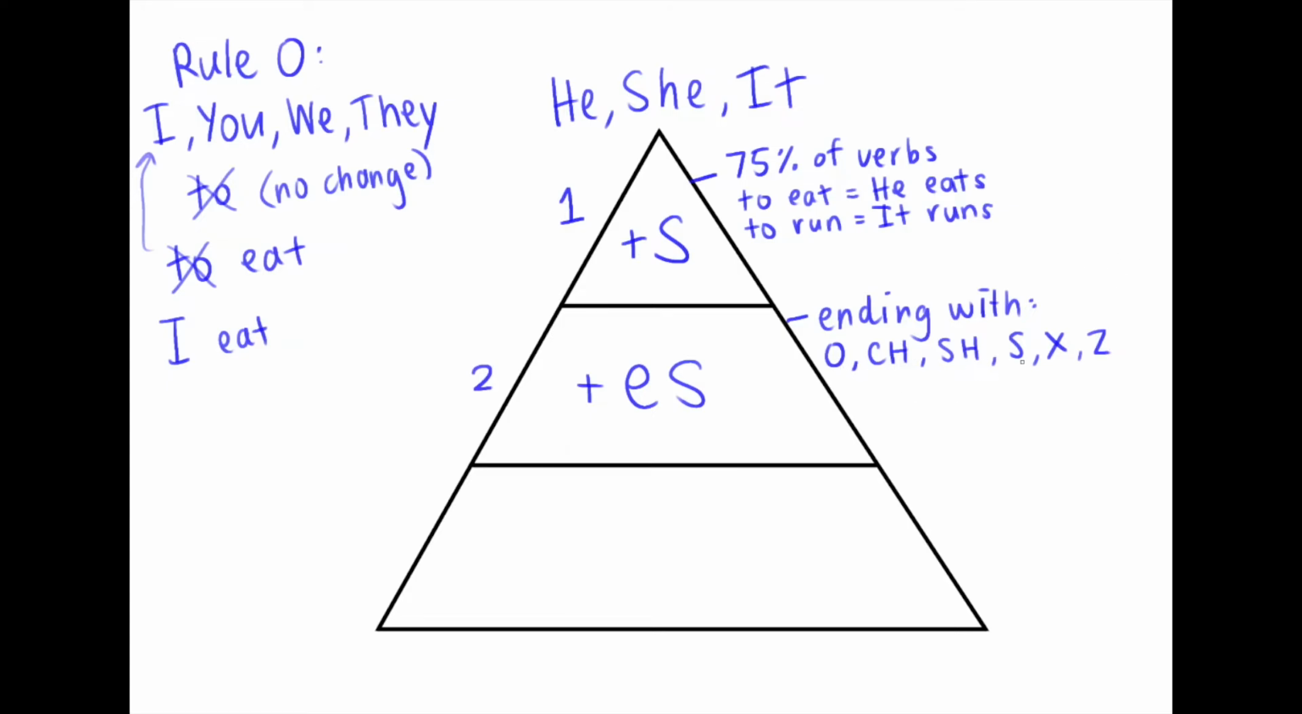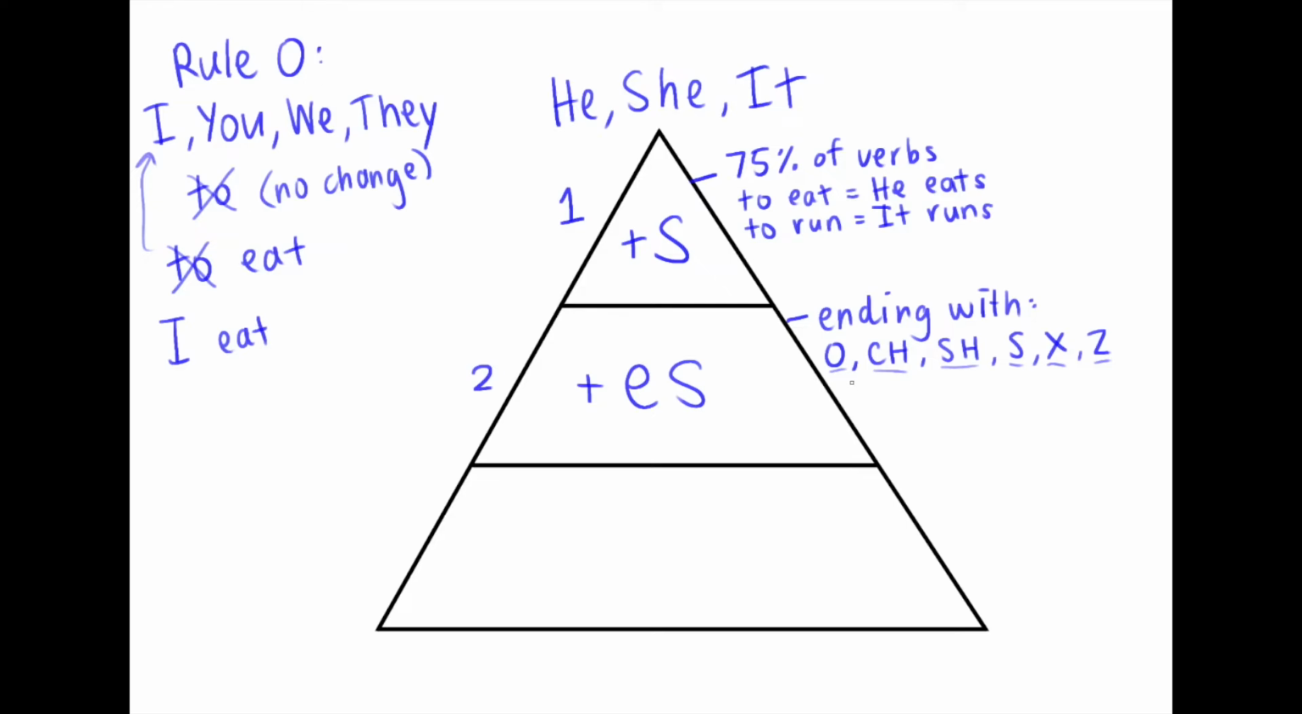And a way to remember these different endings or these different letters is to think O, chips, on ships, Susie, Xavier, Zoe. Okay, I'll say that one more time. O, chips, on ships, Susie, Xavier, and Zoe. So any verb that ends with any of those letters, we need to add es.